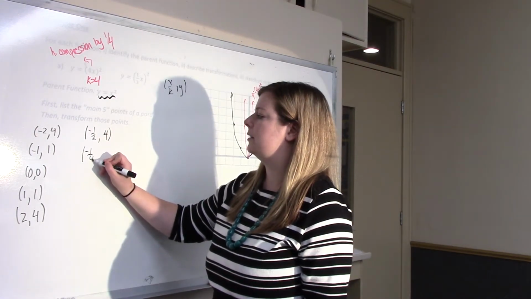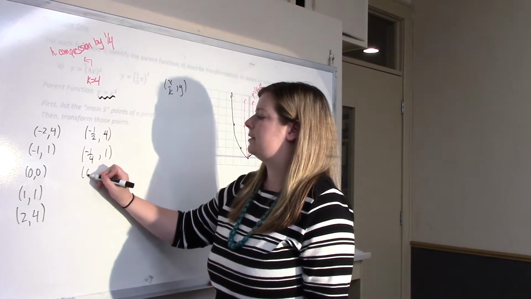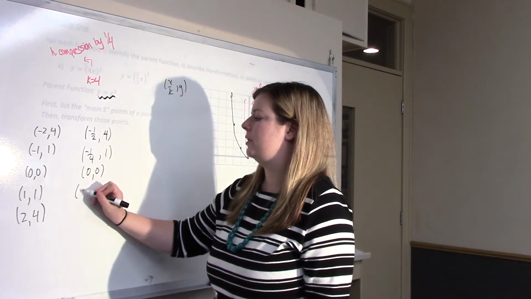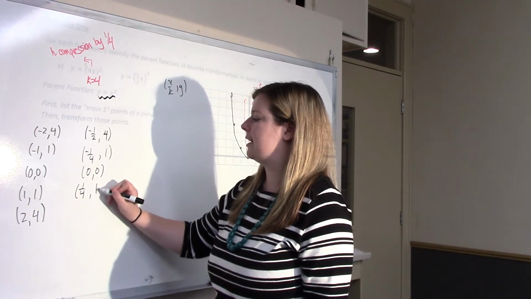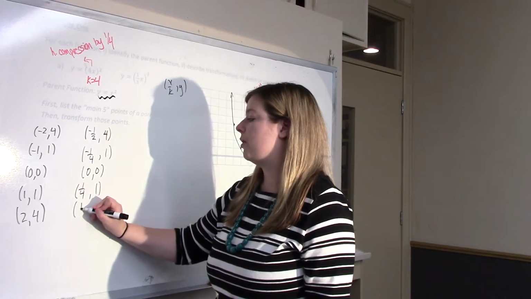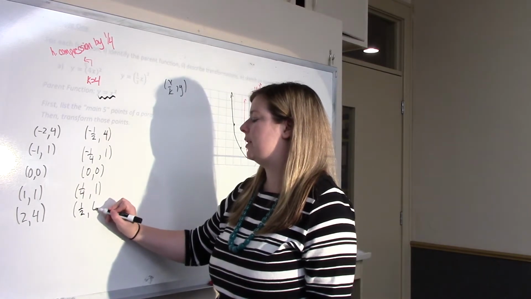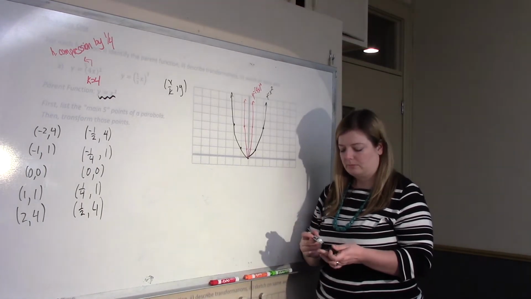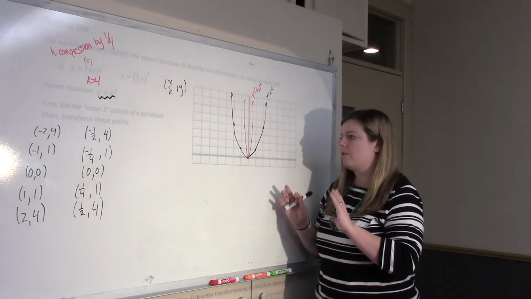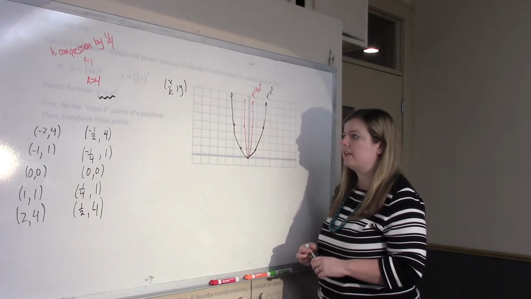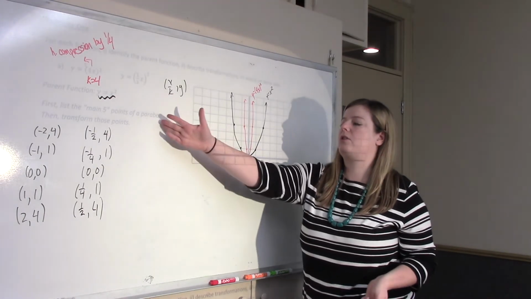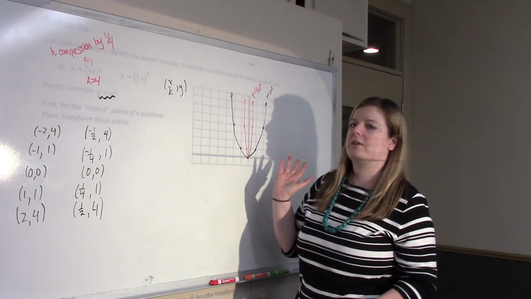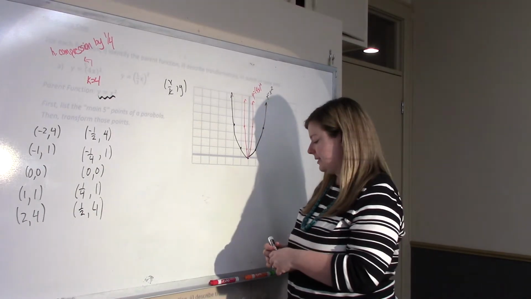-1 over 4, (0, 0) doesn't change. 1 over 4, same y value. 2 over 4, which is 1/2, same y value. Okay, and those are the points that I just sketched. So that's if you're more of a visual person. Now, alternatively, you can do the coordinates first and then just plot them where they're supposed to go and then see if it visually makes sense.